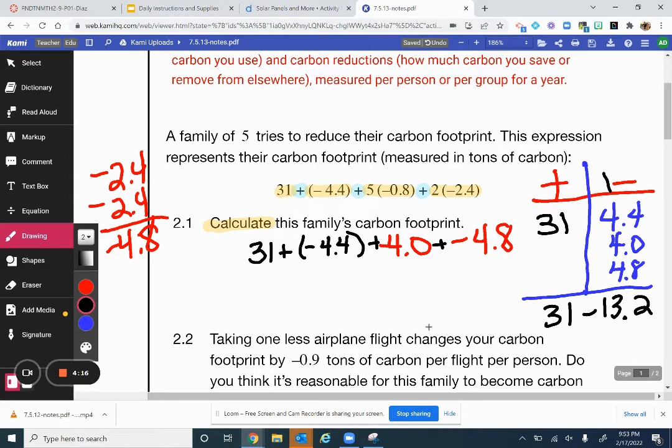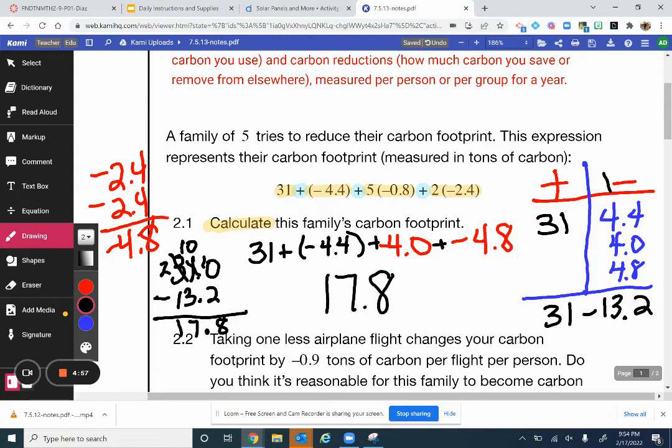All right, I have 31, and I'm taking away 13.2. Okay. I'm going to do that right over here. 31.0, take away 13.2. Okay, I don't have enough to take away from here, so I'm borrowing 10 from there, and that becomes a 0. 10 minus 2 is 8. I don't have enough to take from here, so I'm going to borrow 10 from here. Okay, and 10 minus 3 is 7, and that leaves me 2 here. 2 minus 1 is 1. 17.8 is their carbon footprint.